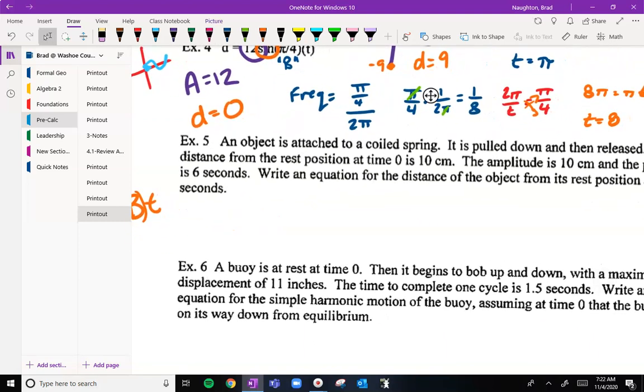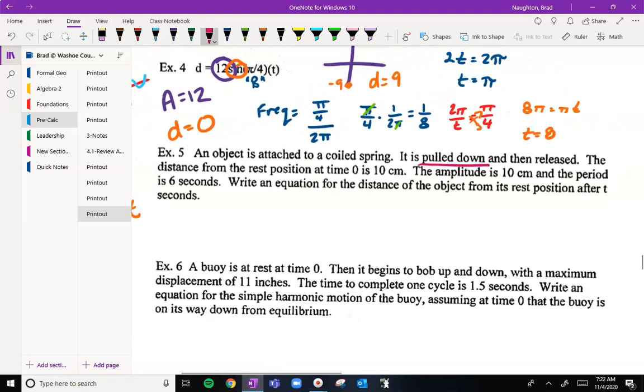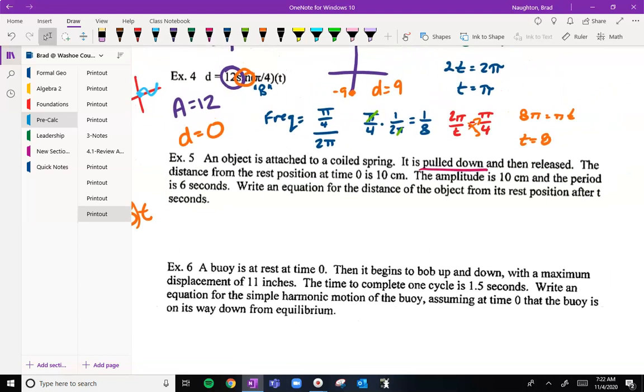An object is attached to a coiled spring. It is pulled down. That tells me a lot. That's going to tell me we're thinking cosine again, so I'm going to write in my cos. It says the distance from the rest position at time 0 is 10. So that is my amplitude. I'm going to put an A right there. But remember, it is pulled down, so I'm going to put a -10 in there.